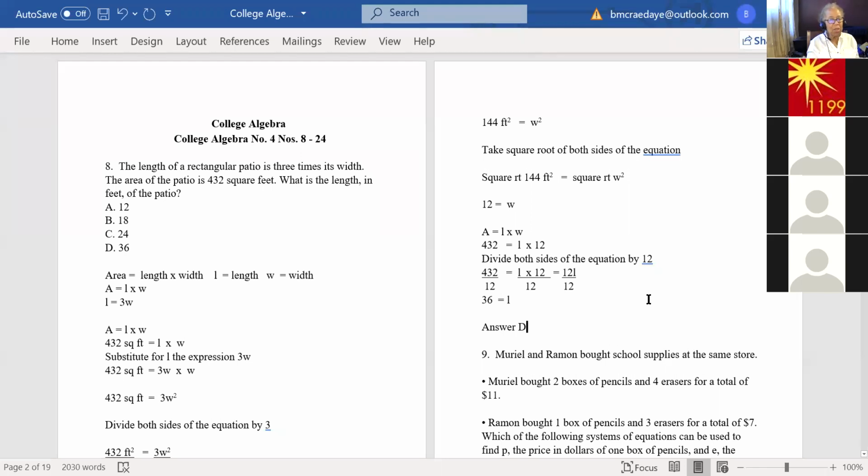Any questions on number 8? Audrey, are you okay? Yeah, because I joined in late, but I did the answer on my paper that I sent you right, but I had to go over the formula. All right. Well, we just got started, so you didn't really miss anything.